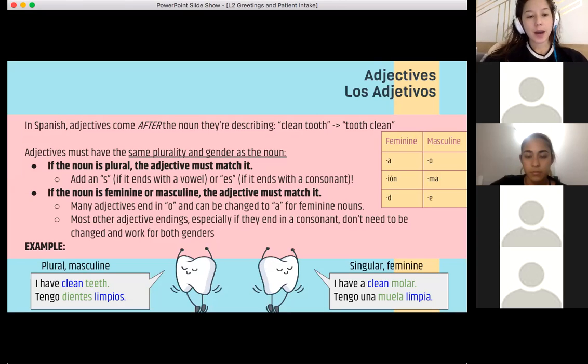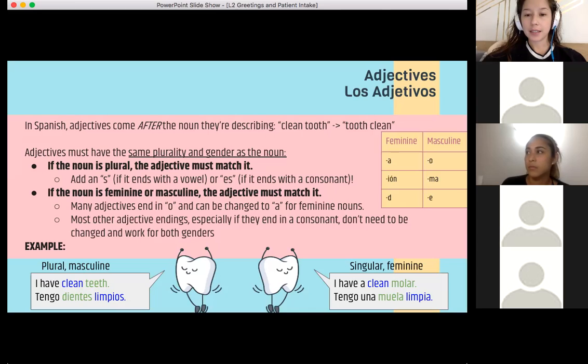So if you have a plural masculine noun like dientes, diente is a masculine noun, el diente. Dientes, los dientes is plural. And you want to describe it as clean. Clean is limpio in Spanish. Now you just need to make it plural because they're both masculine already. So you say dientes limpios or tengo dientes limpios. I have clean teeth. And that's how you adjust your adjective to match your noun.